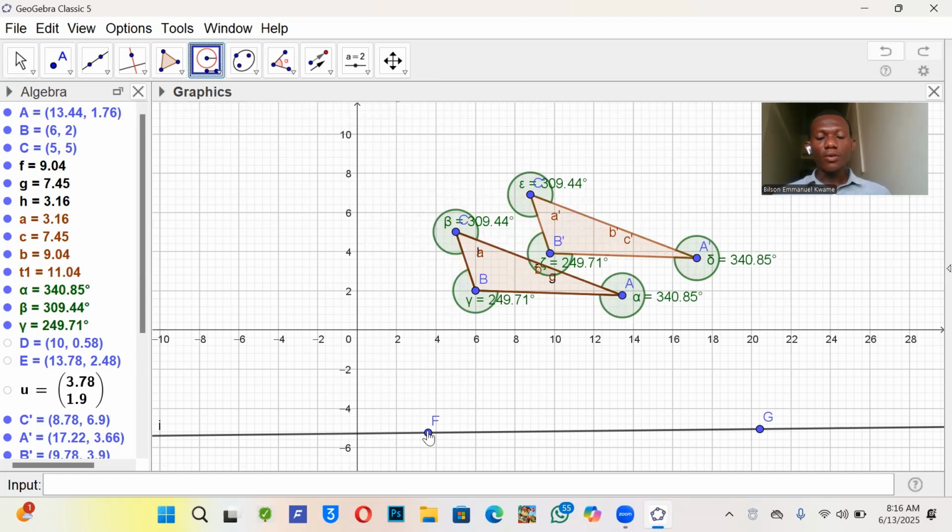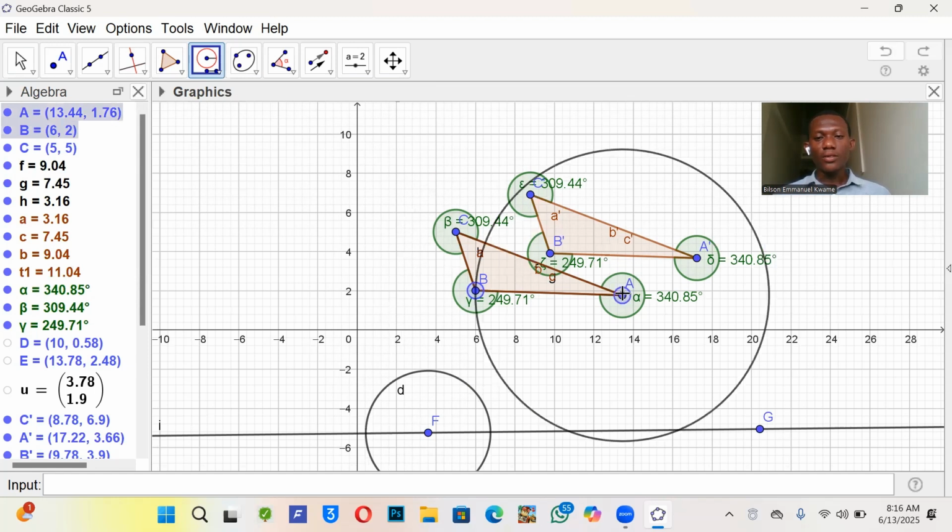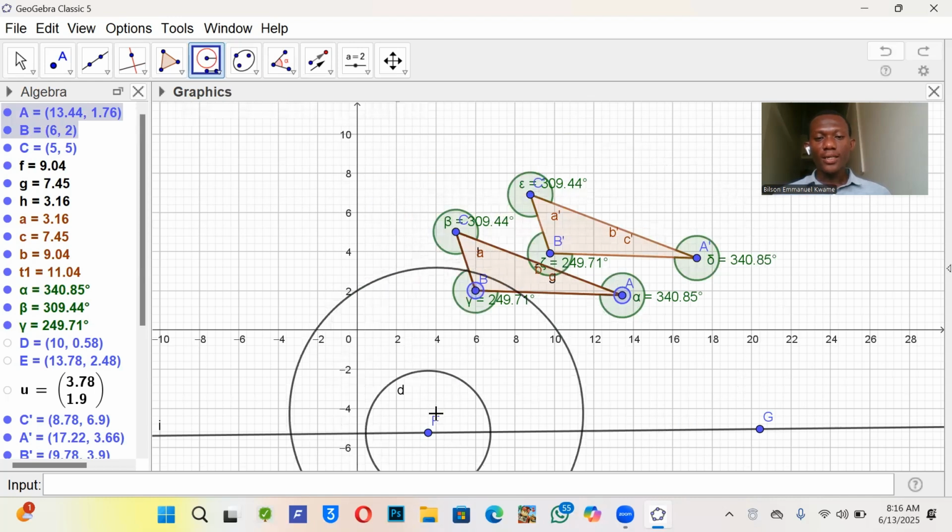Then you activate the compass tool from this side to this side. Then you move it and you center it at what? F. Do you get it? Then I will activate the compass tool from here to here. Then still I'll center it at what? B. What we are doing is we are creating a replica, right?